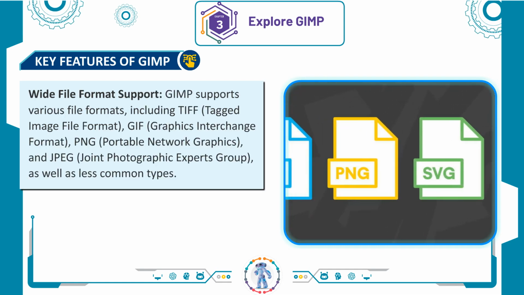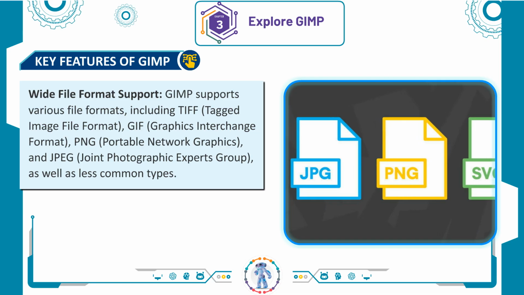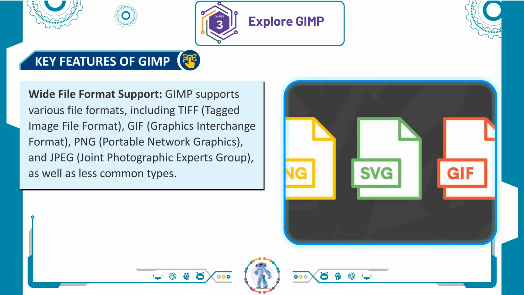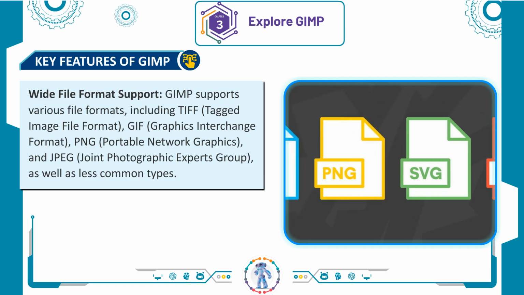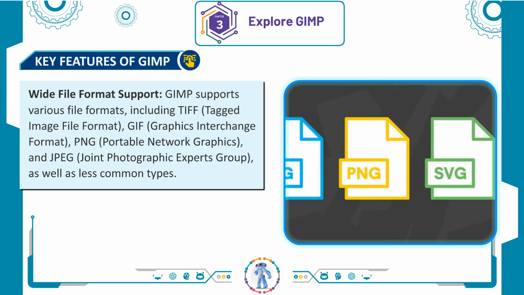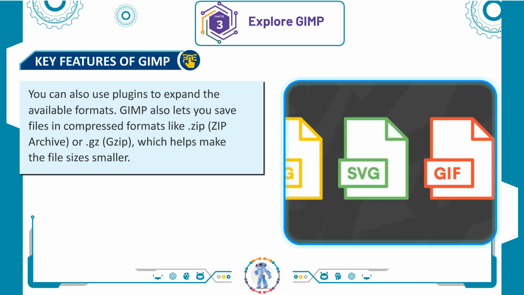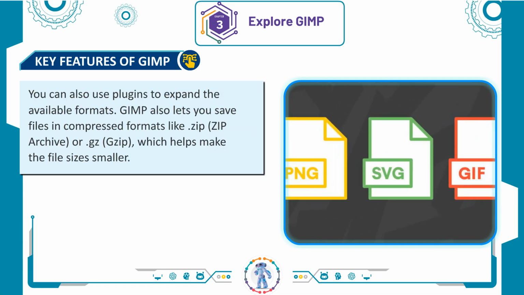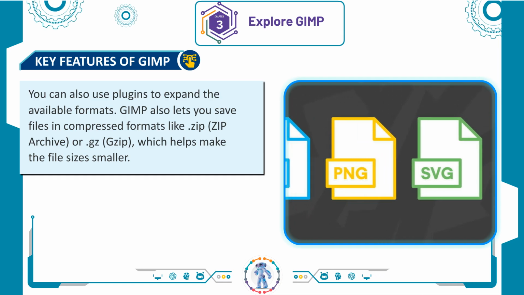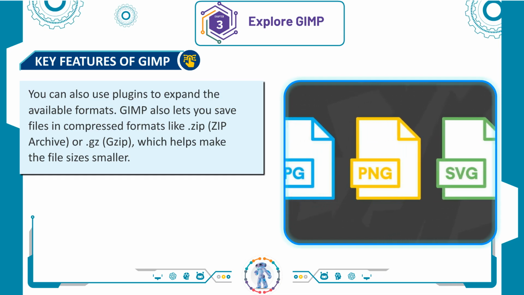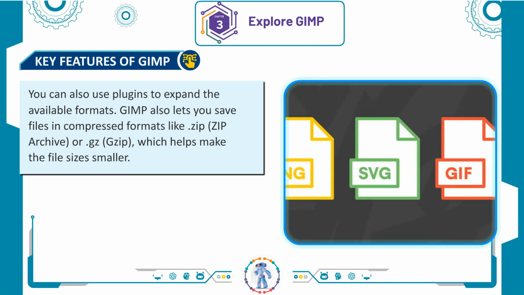Wide file format support. GIMP supports various file formats including TIFF (Tagged Image File Format), GIF (Graphics Interchange Format), PNG (Portable Network Graphics), and JPEG (Joint Photographic Experts Group), as well as less common types. You can also use plugins to expand the available formats. GIMP also lets you save files in compressed formats like .zip (zip archive) or .gzip, which helps make the file sizes smaller.